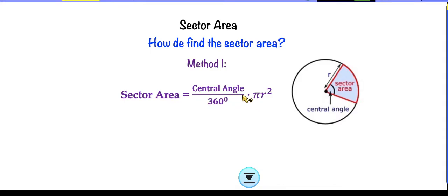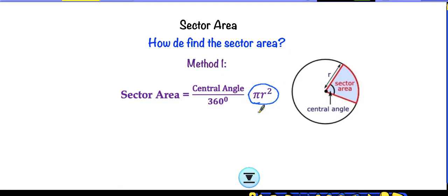Let's quickly check the structure of this formula. First is a ratio. We find the ratio of the central angle towards the whole circle, and whatever the percentage or ratio is, we multiply it by the whole area of the circle, and that gives that part. So that's the structure. As you can see, it's very similar to the arc length. The only difference is that for arc length we have circumference, but here we have the area of the circle.